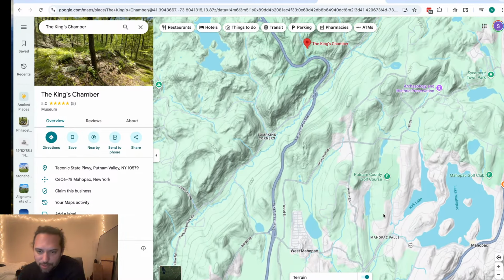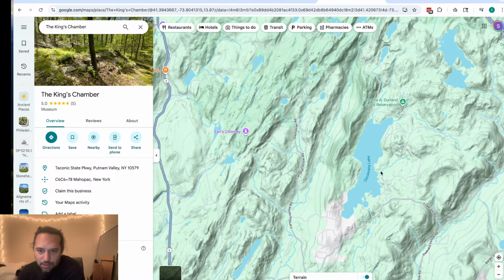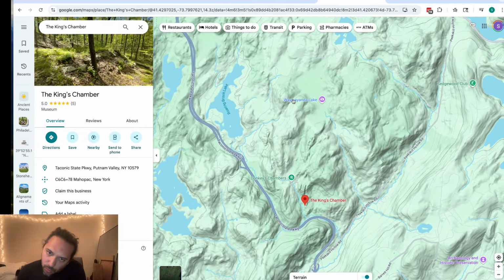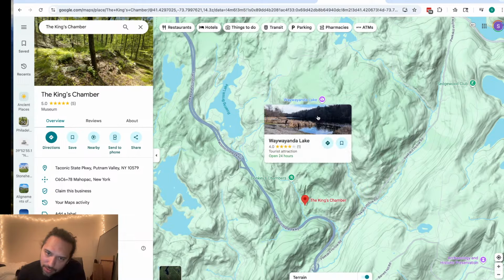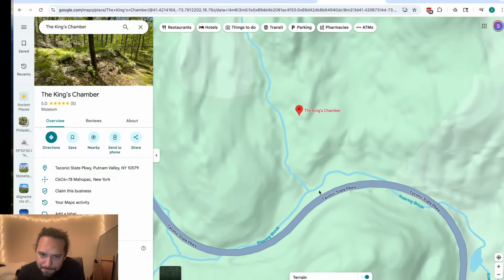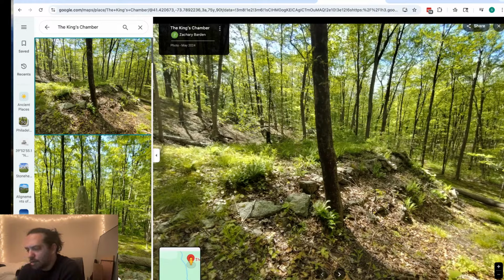Wow, so many Indian names. Mahopac Falls, Oscawana Lake, Wayanda Lake. Very cool. All right, so you're saying there's a thing there, huh? Some sort of a stone? No, that's... It's a pre-colonial stone chamber. Huh. Interesting.